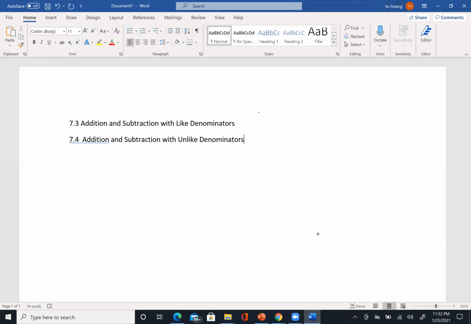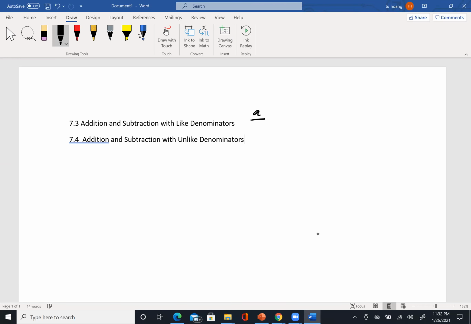We learned something like if A over C plus or minus B over C, then you can just do the operation on the top and keep the bottom staying at C. So that is for the case where the denominators are the same.